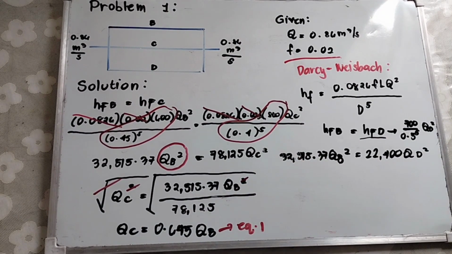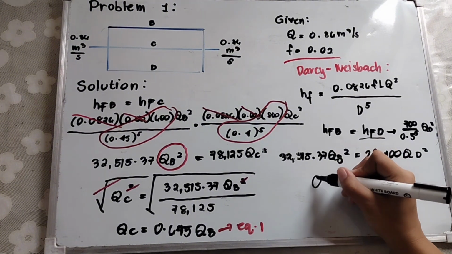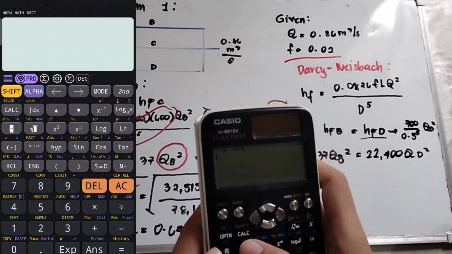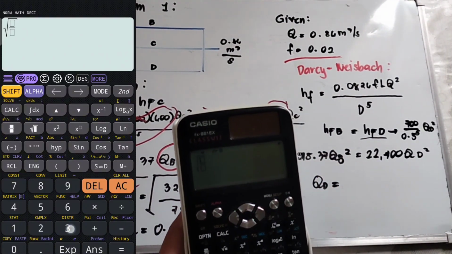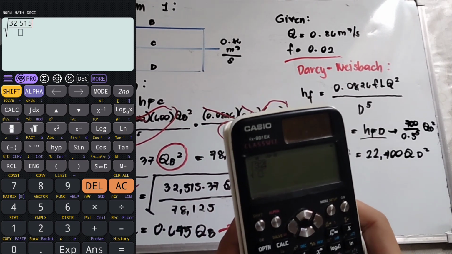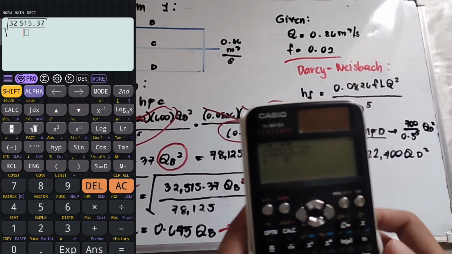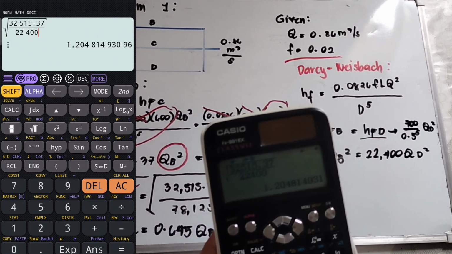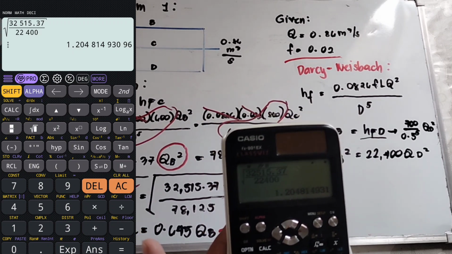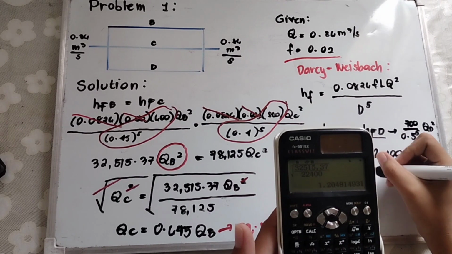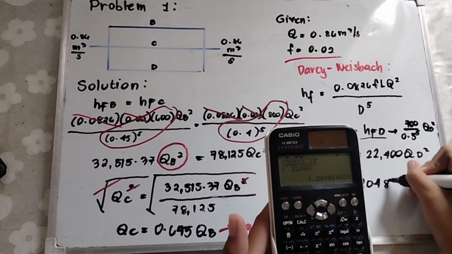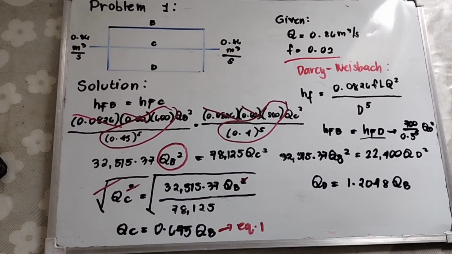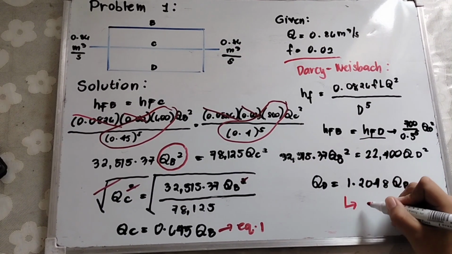Again, we need to find the value of QD in terms of QB. So we'll just use the same process as we did at equation 1. So, the square root of 32,515.37 over 22,400 times QB. By that, we can find the value of QD, which is QD equals 1.2048 QB. So that will be our equation number 2.